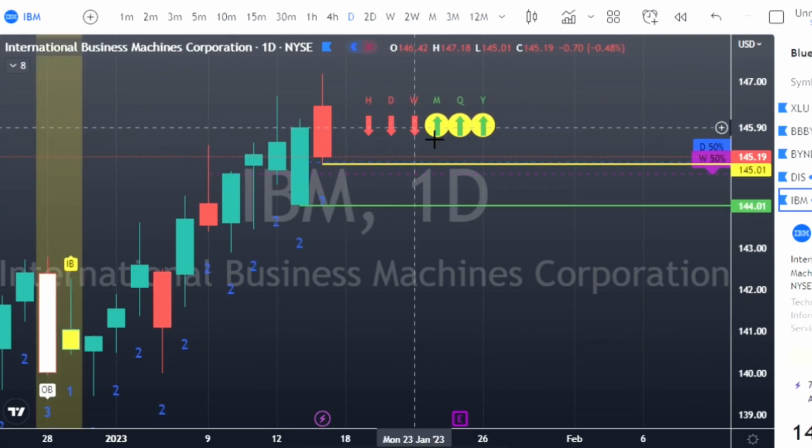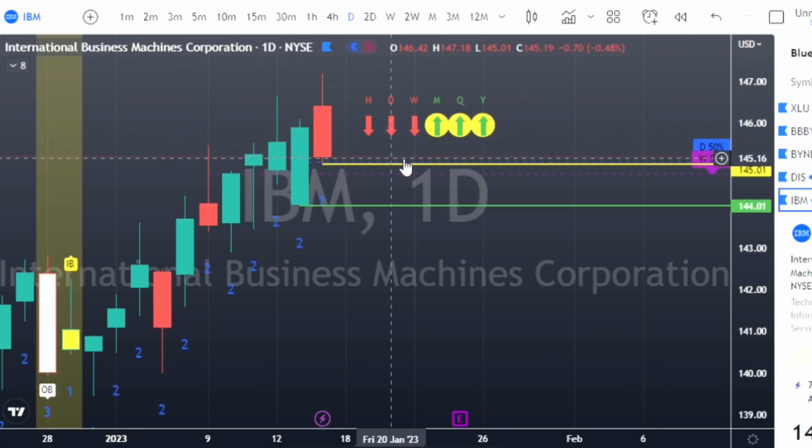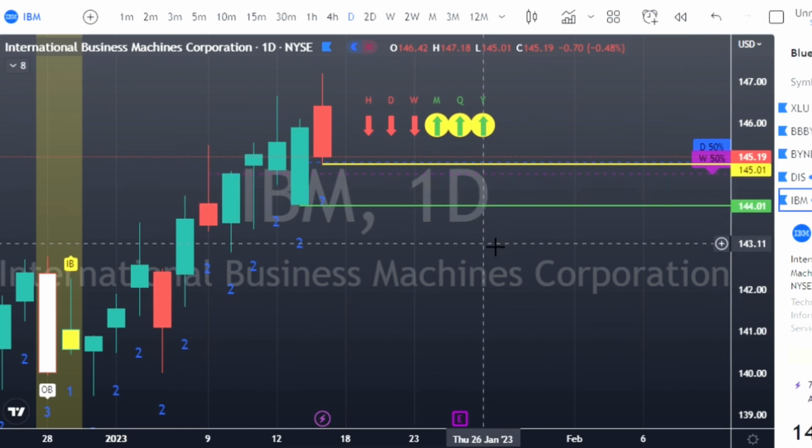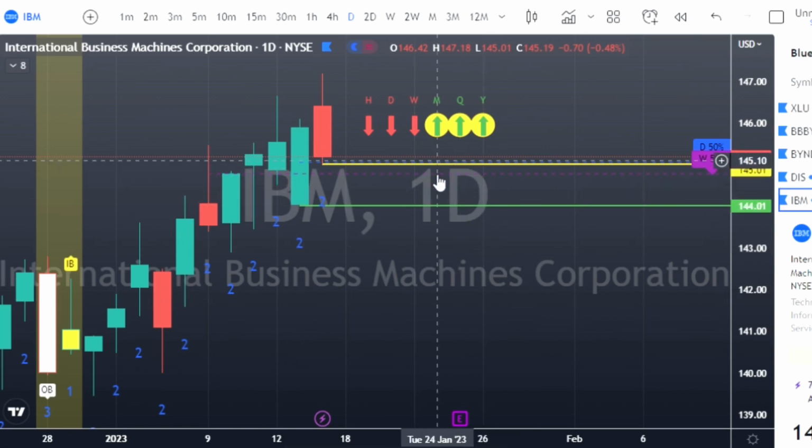We'll move on to IBM, 2 up, finished red. Time frame across the first 3 are red, so we can look for puts at 145.01, first target at 144.01, a full dollar move there.